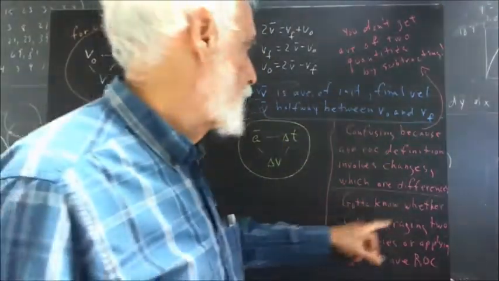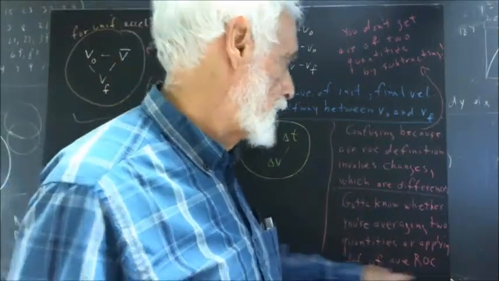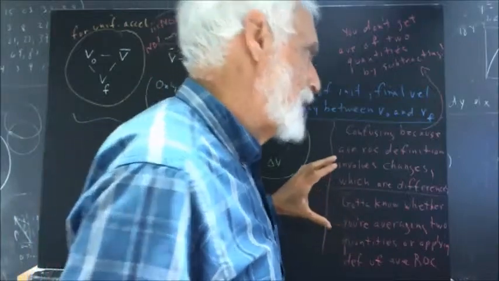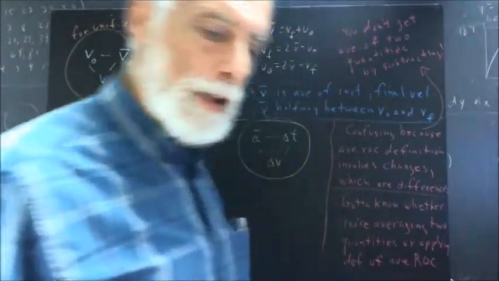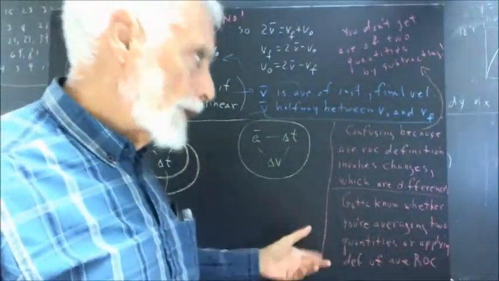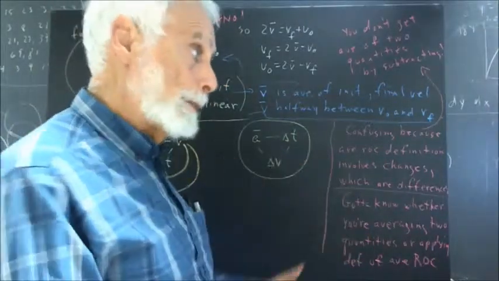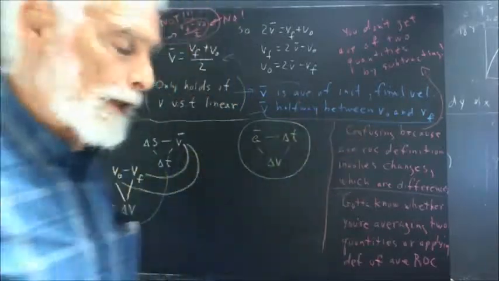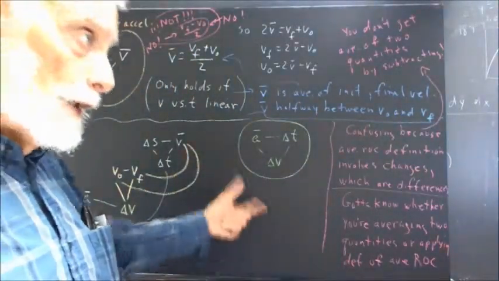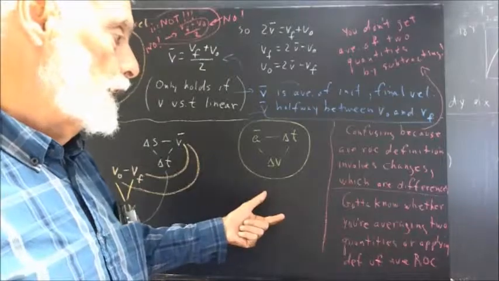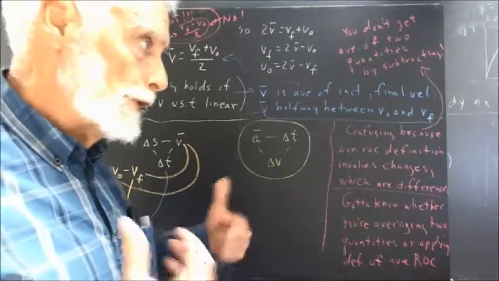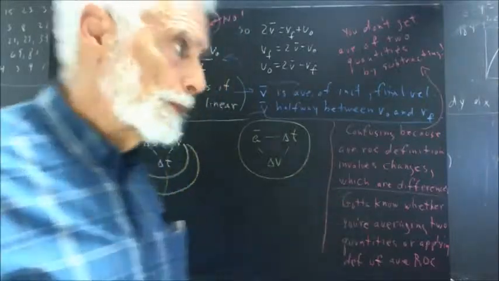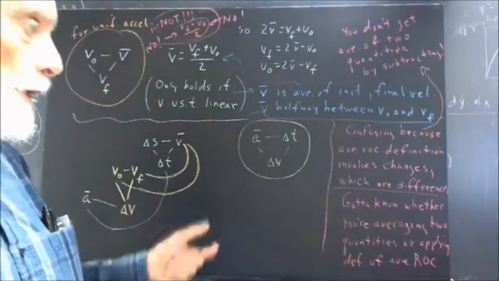So you got to know whether you're averaging two quantities or applying the definition of average rate of change, and it's pretty important to keep thinking about which it is you're doing. Which is another reason it's so important to be able to think back to the definition of average rate of change and build that definition into a solution. Pretty soon it gets automatic. Pretty soon you learn how to distinguish. Pretty soon your intuition will distinguish. But you've got to take those steps in the early stages.